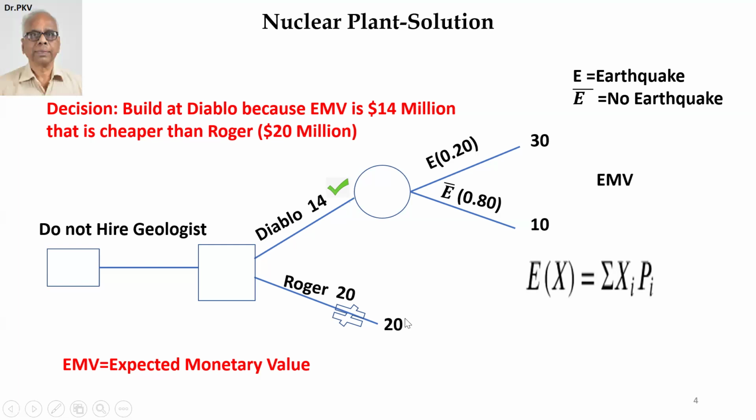So which is cheaper? 14. And therefore, based on the expected monetary value criterion, this $14 million is cheaper than $20 million. Therefore, build the plant at Diablo. Do not build it in Roja. So this is part one of the decision tree. In other words, if I don't hire the geologist, this will be my decision. Okay?